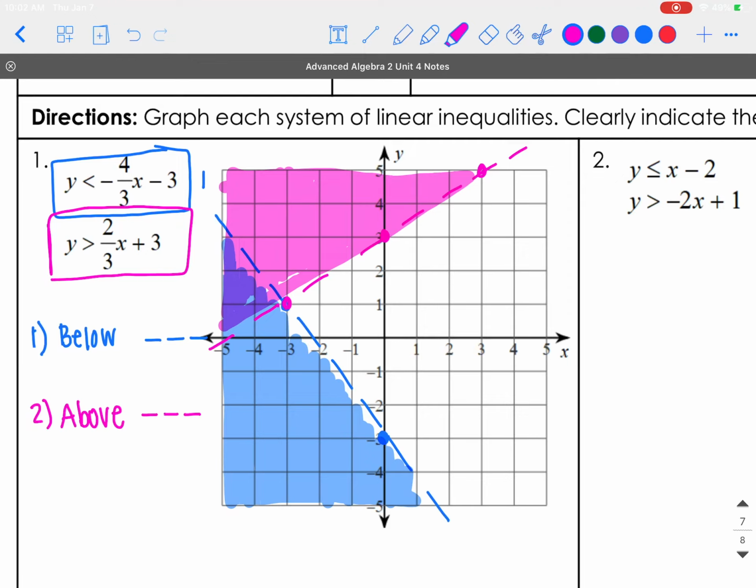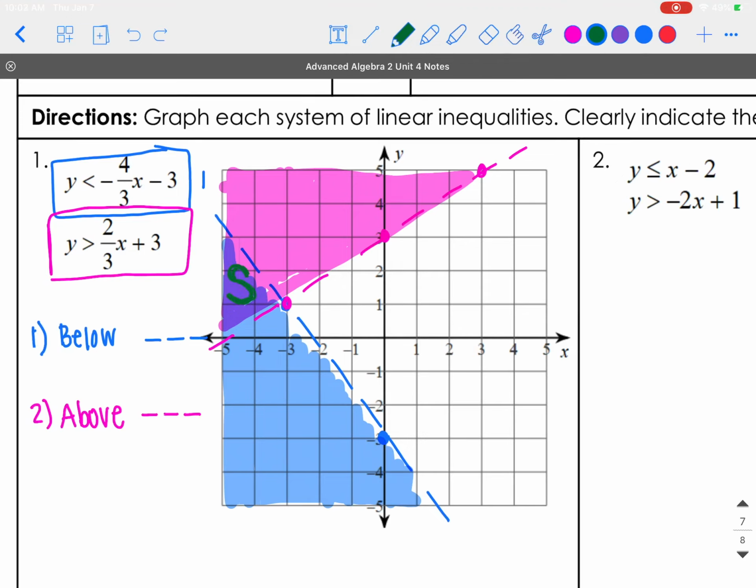Every time that we do these systems of inequalities, there's going to be 4 sections. This is a section here, this big one's a section, this is a section, and this is a section. There's always going to be 4 sections, and one of those 4 sections will be your solution. It's the one where your colors overlap. In this case, it's the little one.